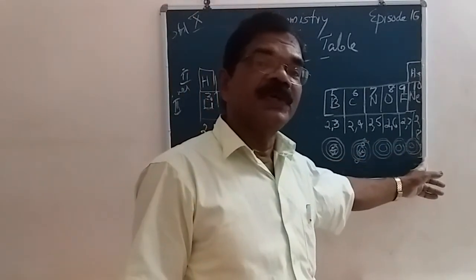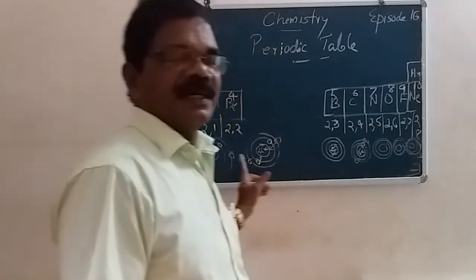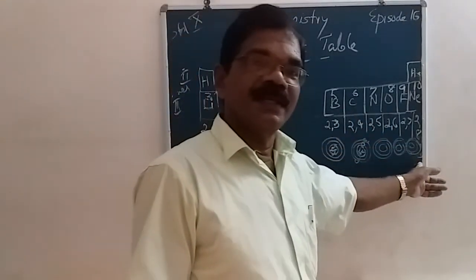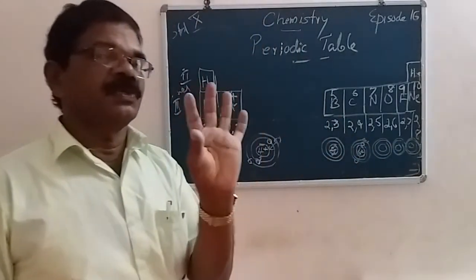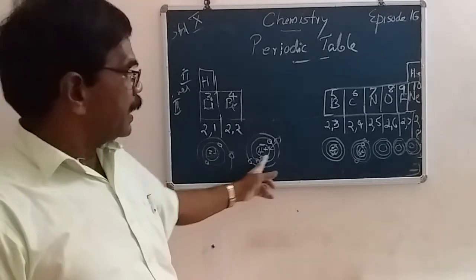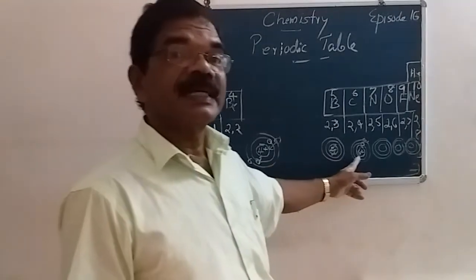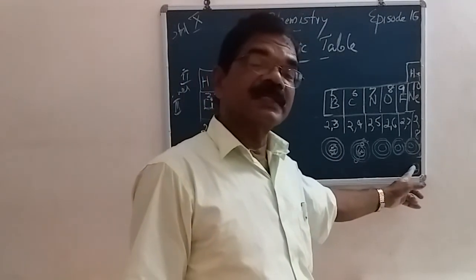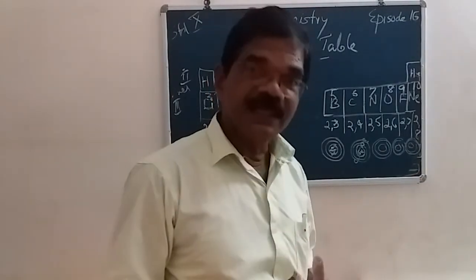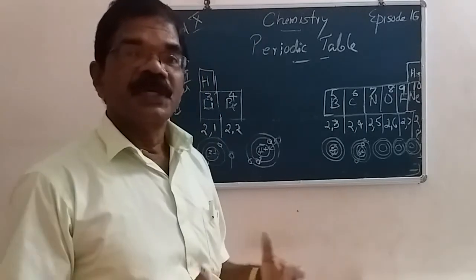We want to know the reason why. Why does the size of the atom decrease from left to right? The main two things are what? In a period, from left to right, the nuclear charge increases. It pulls electrons towards the center.